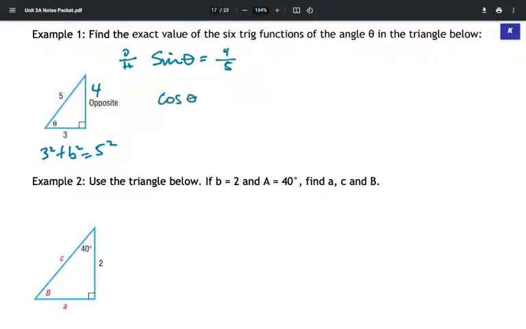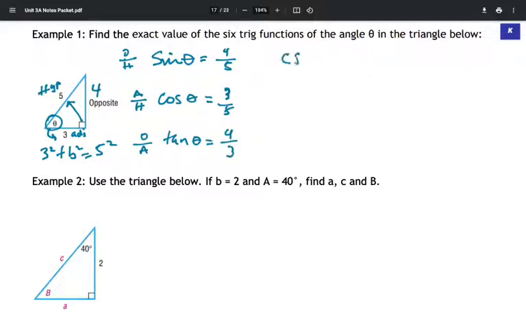Cosine of the angle is adjacent over hypotenuse. Remember that the hypotenuse is always across from your right angle. And if this is your reference angle, this 3 right here is right next to it, so it's adjacent. So cosine of the angle will be 3 over 5. Tangent of the angle will be opposite over adjacent, so it's going to be 4 over 3.